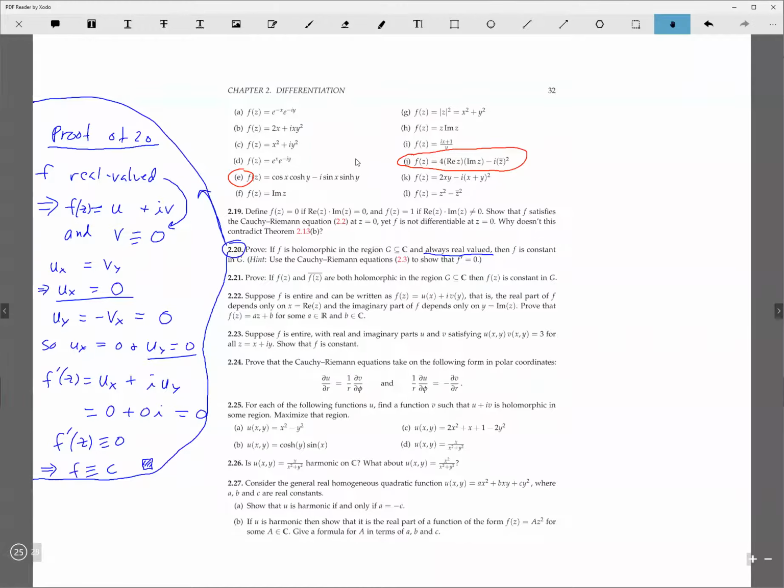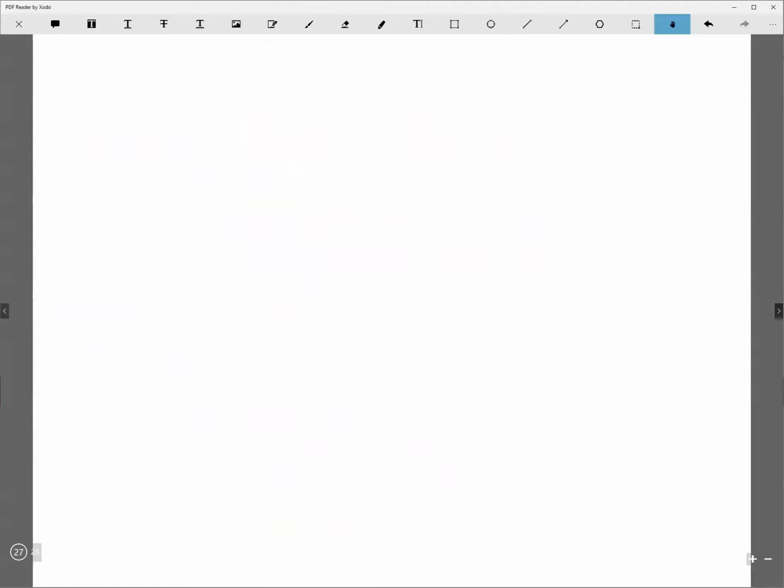How about L? L. Okay, that's a good choice. Let's do L. Okay, look, we have another page. So 18L. And this function is z squared minus z bar squared, which is the conjugate.